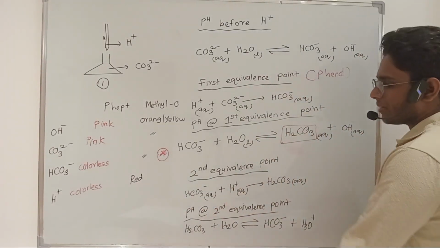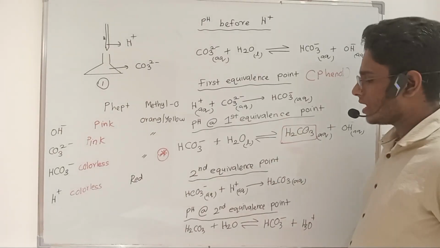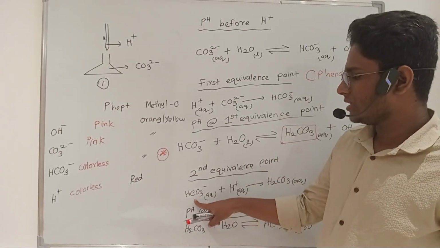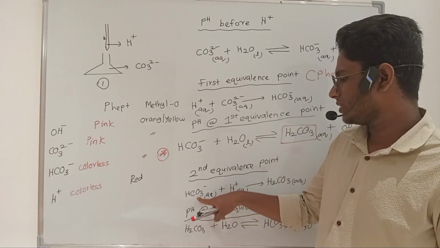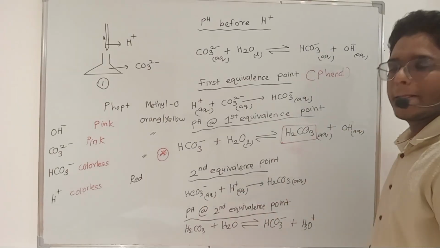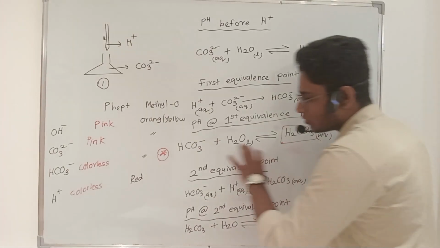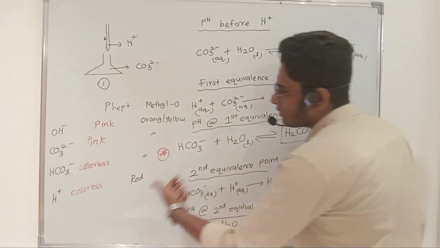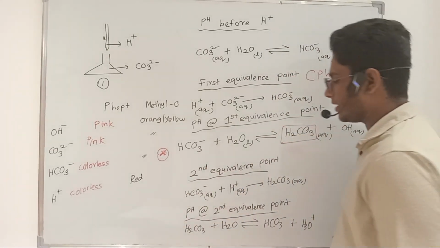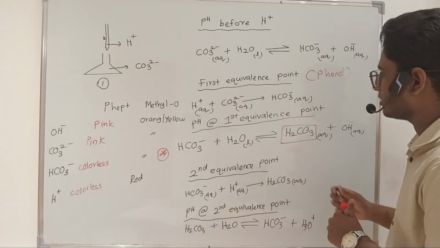So here the same thing happens. Bicarbonate is converting to carbonic acid, right? So here it shows orange color. If you use methyl orange, it'll be showing yellow-orange color here, and it'll be showing red color here, right? So the most suitable indicator to use at the second equivalence point is methyl orange, right? Methyl orange can be used at the second equivalence point.